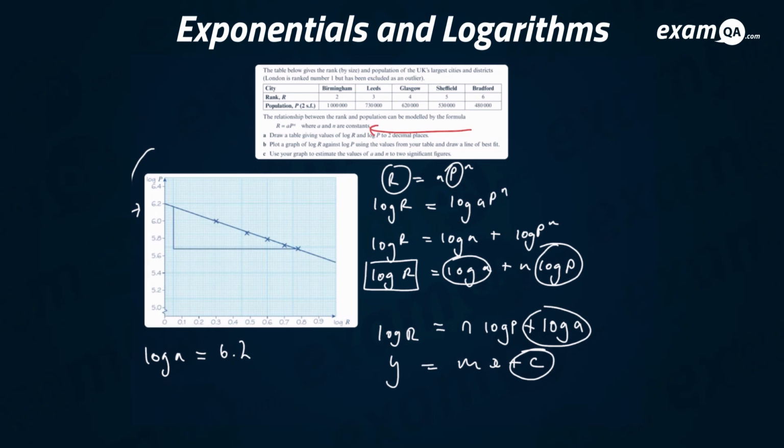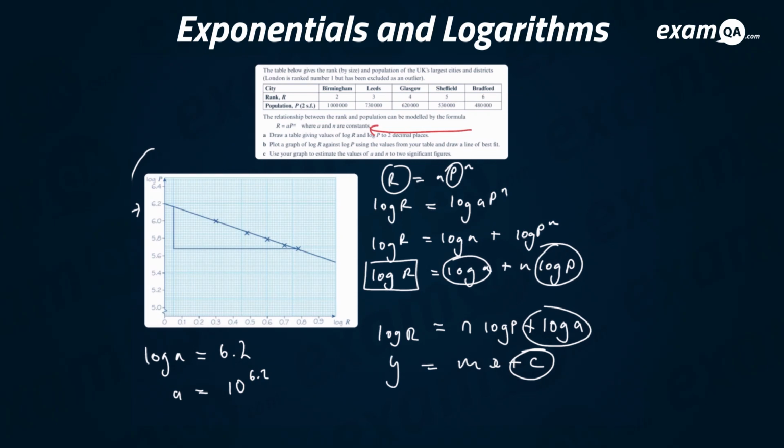Remember, they don't want log a, they want a. So how do you get a out of log a? You take it out of log form. So a equals 10 to the power of 6.2. You take tens of both sides, as I call it.